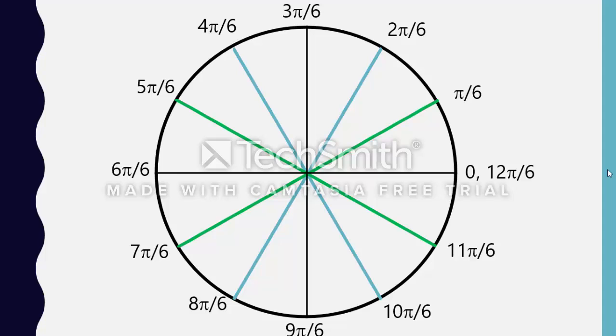If you look at this circle, there are only a few of these angle measurements that are not able to be simplified. They are pi over 6, 5 pi over 6, 7 pi over 6, and 11 pi over 6. How can we commit these angles to memory?